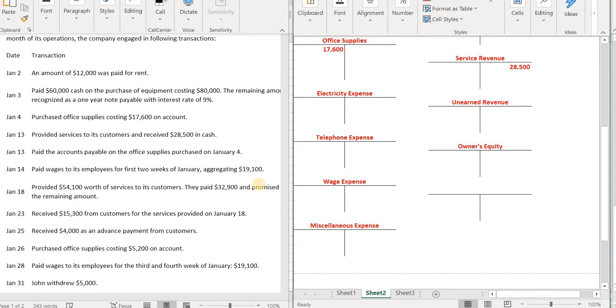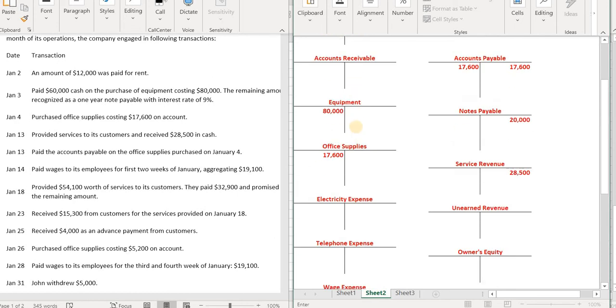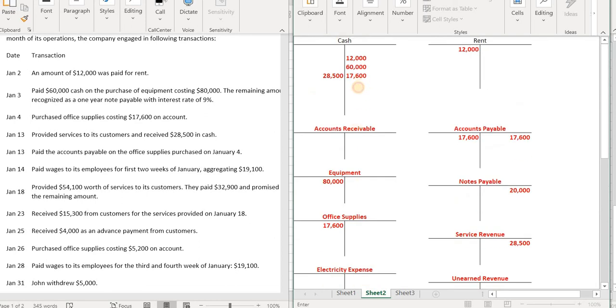So wage expense, 19,100. Expenses are natural debits. And we're going to reduce cash when we pay these people. Let's go up to our cash account. 19,100 reduction. So debit wages, credit cash.